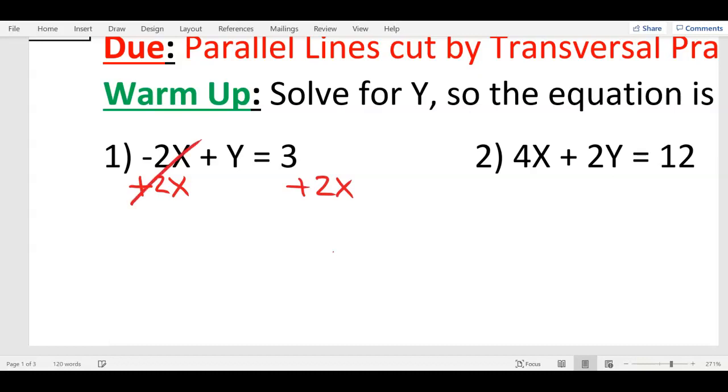So, these cancel out. So I can bring down just y equals. Now, here's where people get messed up. 3 plus 2x is not 5. It's not 5x. Does everyone see that? This has an x, and this does not have an x. These don't match. They're not the same thing, right? It's like saying 3 apples plus 2 oranges is 5 apples. Doesn't make sense. You can't turn one into the other.